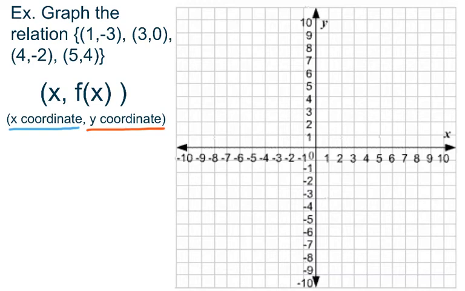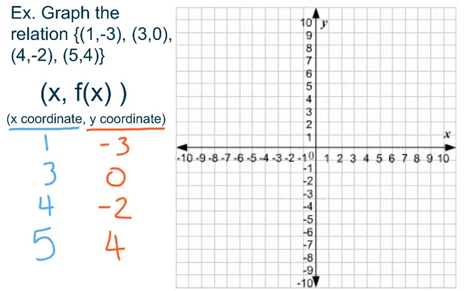So I'm going to make sure you know how to graph a relation because it's very important. We'll be doing this all year round. Okay, so first thing, we have 4 points that we're going to graph. We're going to graph 1, negative 3. We're going to graph 3, 0, 4, negative 2, and 5, 4. Okay, so I color-coded those. I put the x coordinates in blue and the y coordinates in red.